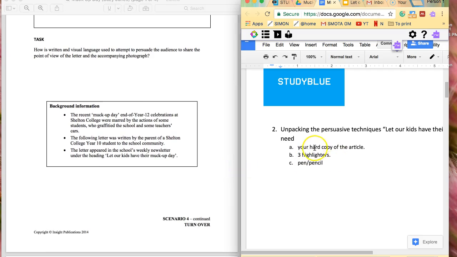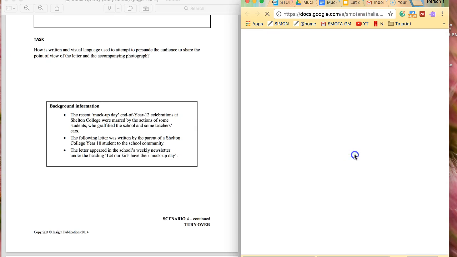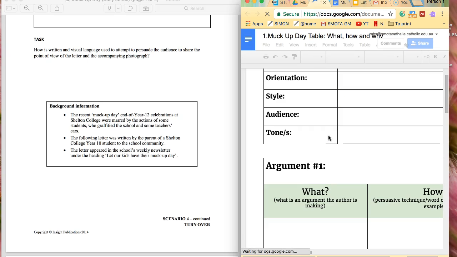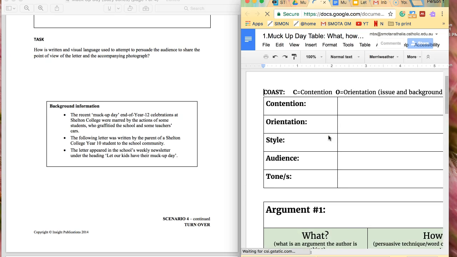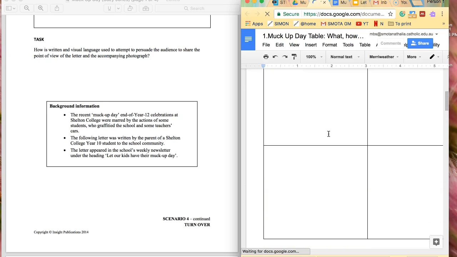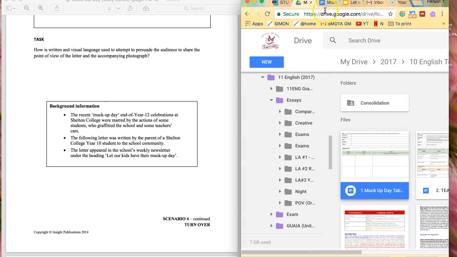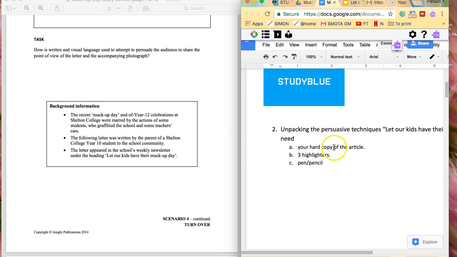So the 3 things that you'll need: your hard copy of this article to write on. If you've been working on the table in class, then maybe you can open that up, and I think it looks like this. You might want to have it handy. My group, we didn't use this, but that's fine. I'll give you a copy of that on Monday so you can follow along in your classes. But otherwise, you also need the article, 3 different coloured highlighters, and a pen or a pencil, whatever you like to write with.